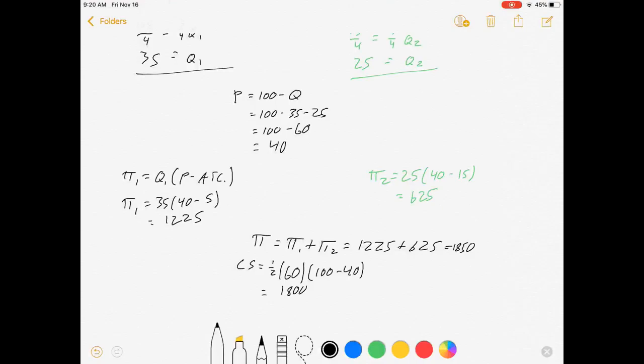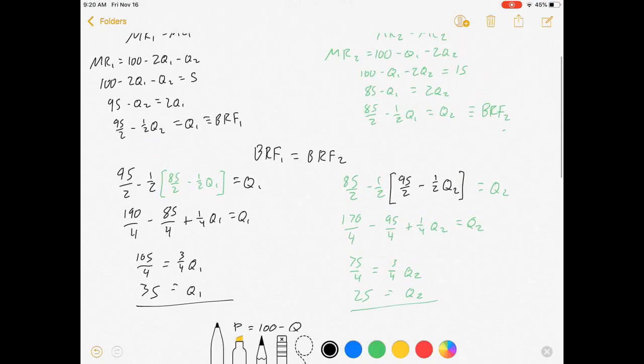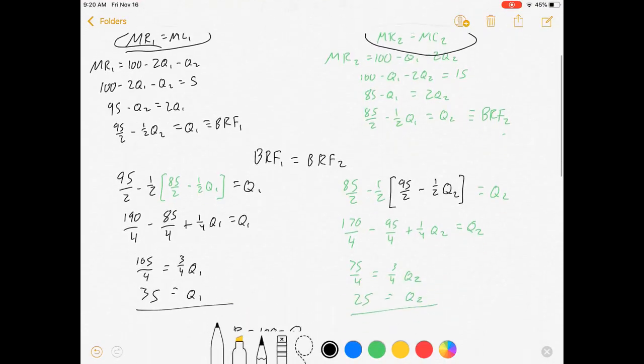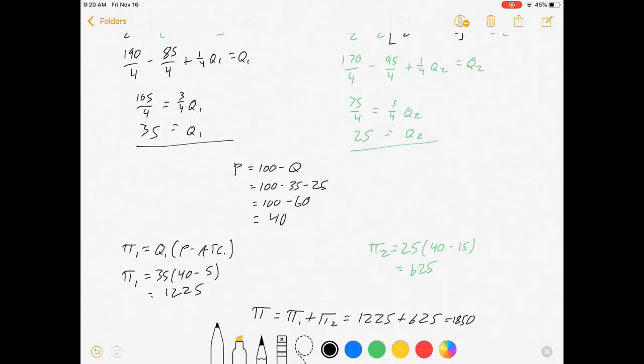So there you got it. For Cournot with different costs, you're just going to do the same thing we already did, except each marginal revenue curve gets set equal to a different marginal cost function. And then it'll all be exactly the same as what we've already done.